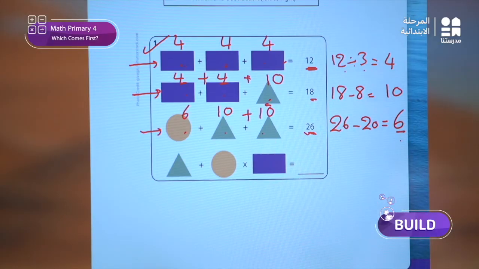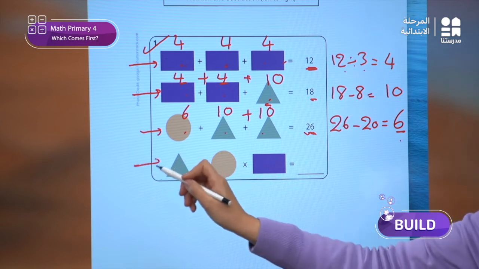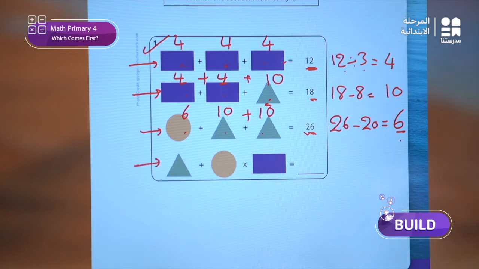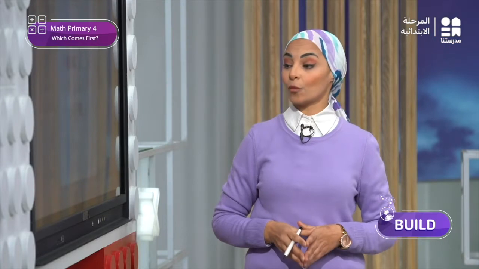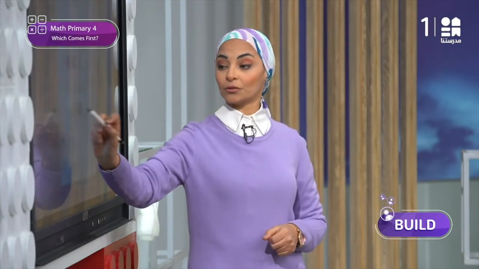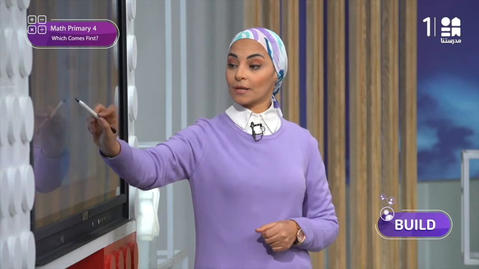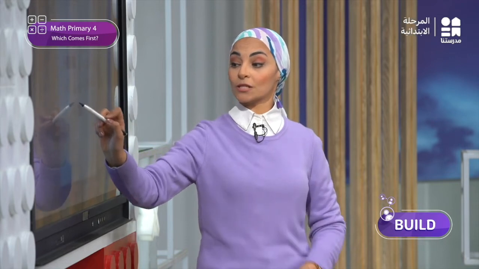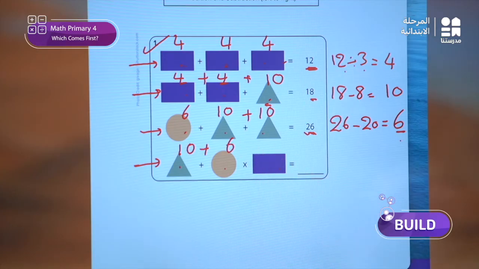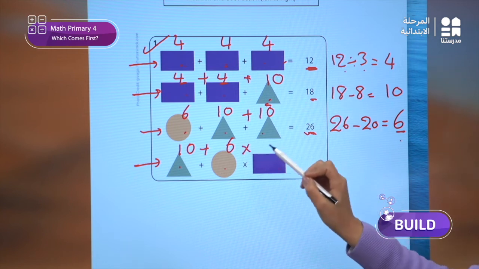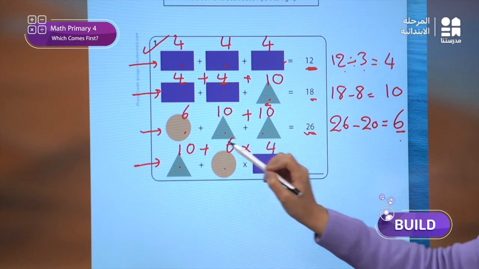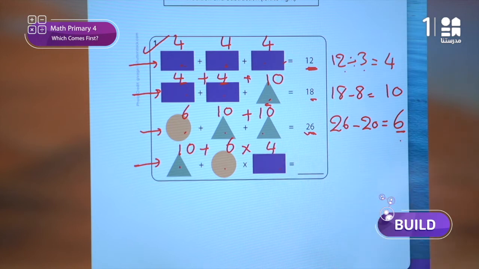And now let's move to the fourth one. This is the fourth equation. Here in the fourth equation, we have what? Yes, as you see here, I have 1 triangle, 1 circle, and 1 rectangle. Okay, what should I do? Yes, look, 1 triangle means 10, plus 1 circle. I will put here 6, and the rectangle equals 4. So I have 10 plus 6 times 4.